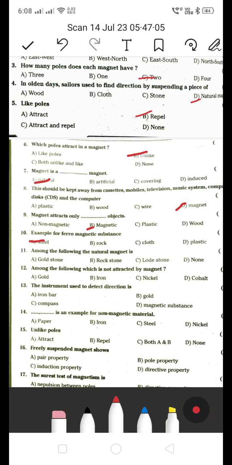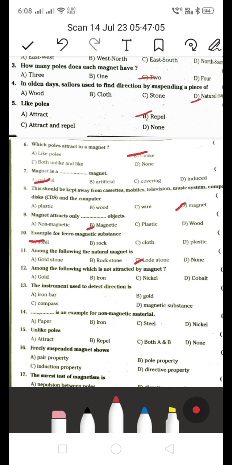Among the following, the natural magnet is A gold stone, B rock stone, C lodestone, or D none. The answer is lodestone. We know, everybody, that lodestone is a natural magnet.